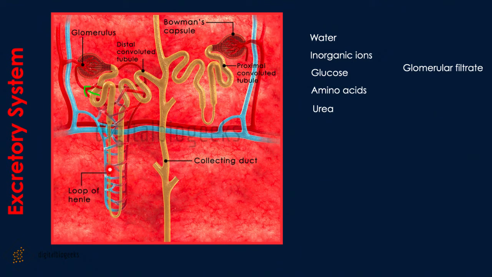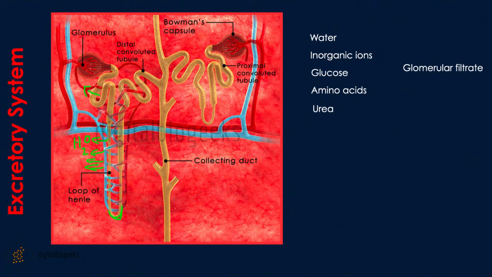From the descending part, more water is reabsorbed through osmosis. Water is reabsorbed from the descending part. And when this filtrate reaches the base, the concentration of the filtrate is high as more water has been reabsorbed.